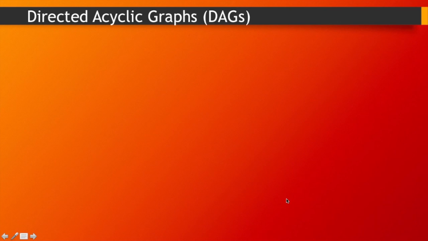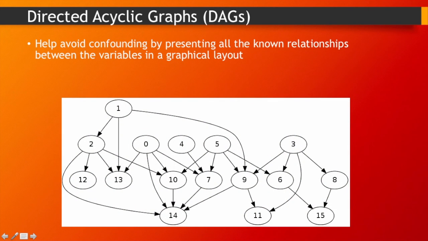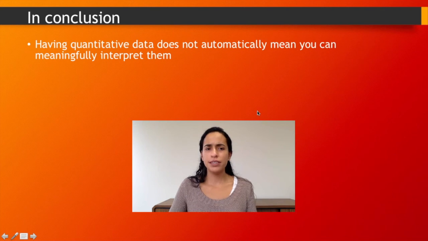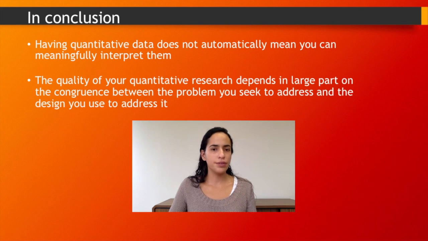To help design your quantitative study, directed acyclic graphs are very useful tools. They help avoid confounding by presenting all the known relationships between the variables in a graphical layout, and tools such as DAGitty, available at dagitty.net, can help you build your own DAG. In conclusion, having quantitative data does not automatically mean that you can meaningfully interpret them. The quality of your quantitative research depends in large part on the congruence between the problem you seek to address and the design you use to address it. That is all for the basis of quantitative research design. In the next section, we will cover the basis of statistical analysis.